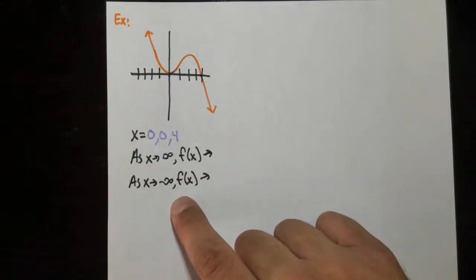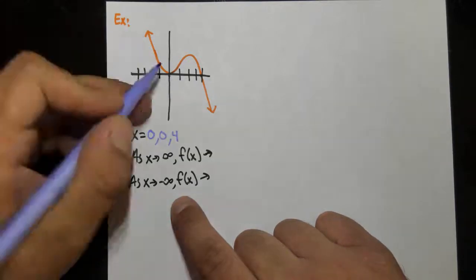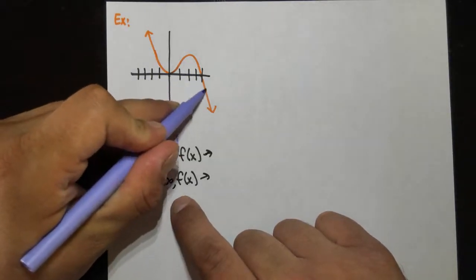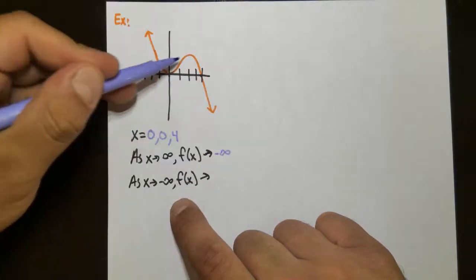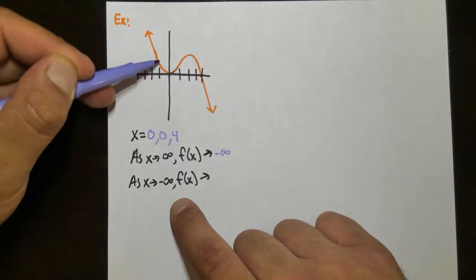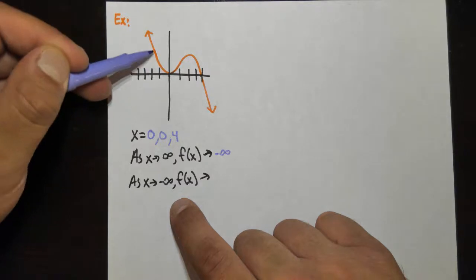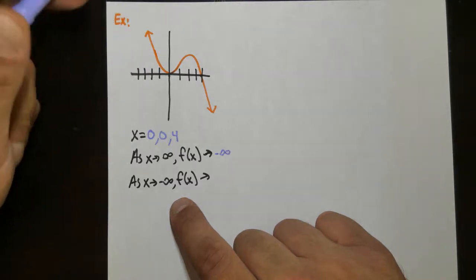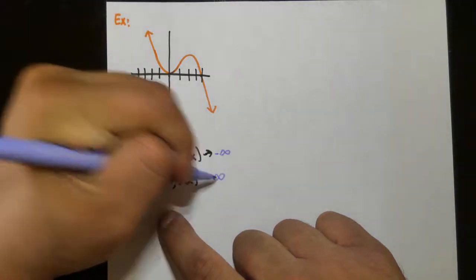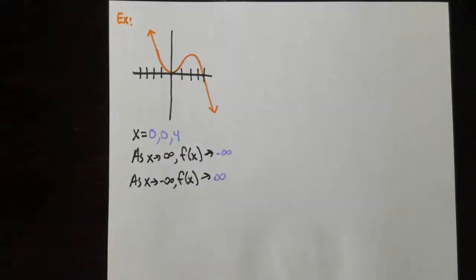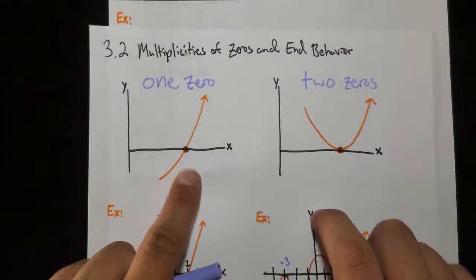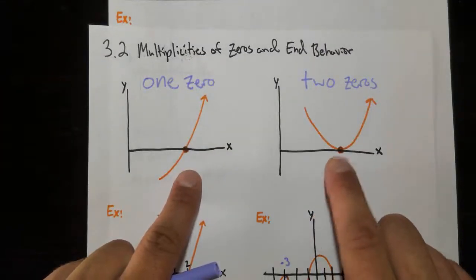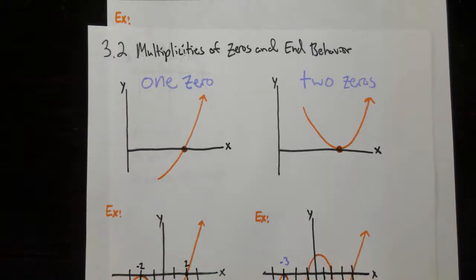And then again, looking at end behavior, as x approaches positive infinity, f of x approaches negative infinity. And as x approaches negative infinity, as we take the function to the left, f of x approaches infinity. So that's all I have for y'all today as far as zeros go. Just remember, every time it passes through, that's one zero. Every time it bounces off the x-axis, there are two zeros at that point.